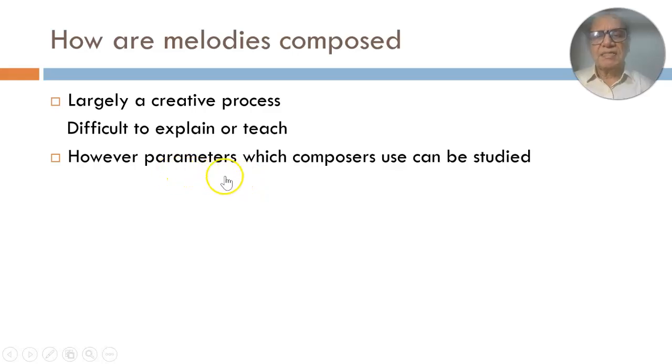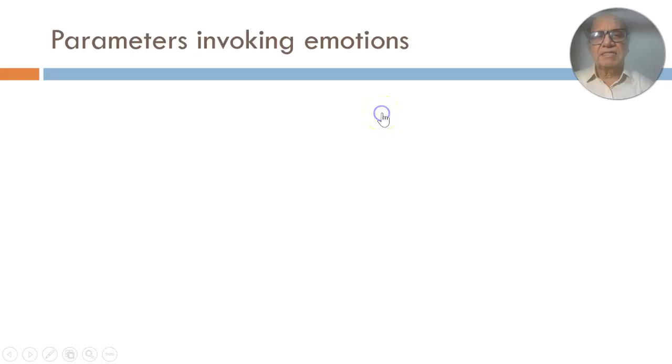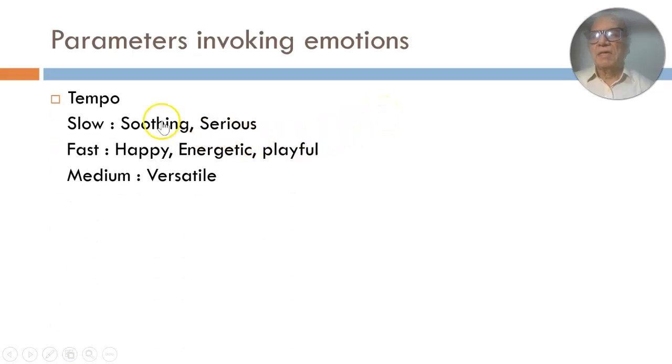One thing we should understand is that these techniques that we are going to study through these parameters are not cast in stone. A gifted musician can do something different and still achieve the similar effect. However, let us study these parameters. First of all, look at tempo. If tempo is slow, then it will give a soothing feeling, a serious feeling. If the tempo is fast, it will give rise to happy feelings, energetic, playful, and so on. If it's a medium tempo, it could go either way. So that is about the feelings which are generated by tempo.